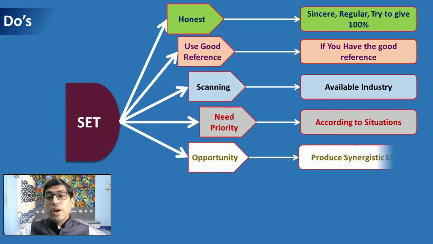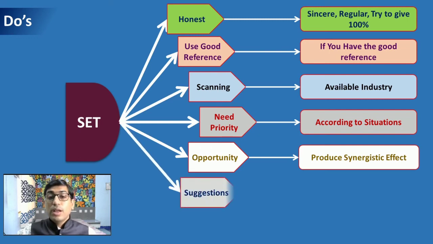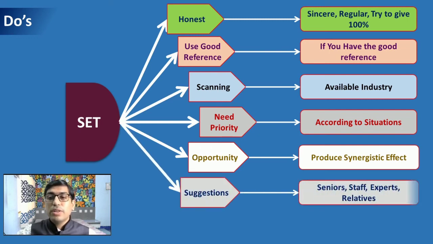Opportunity: definitely if you get the opportunity in the training, you could make the synergistic effect. It means you must possess different types of skills, a skill set that could provide a synergistic effect. That's why the company definitely knows you under different conditions. Then suggestions. Here the most important thing is to take suggestions from your seniors, staff members, experts, relatives, because these are the important ones.